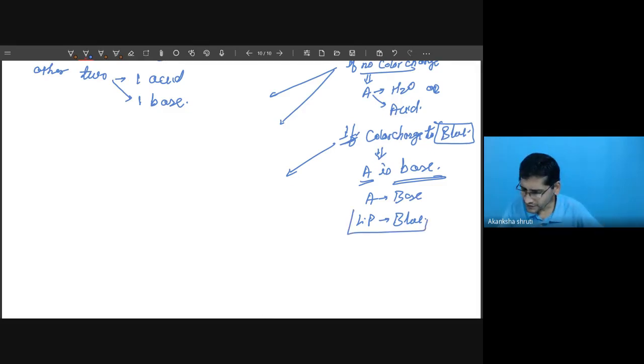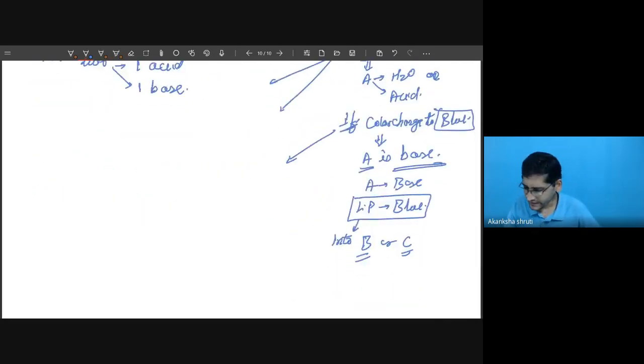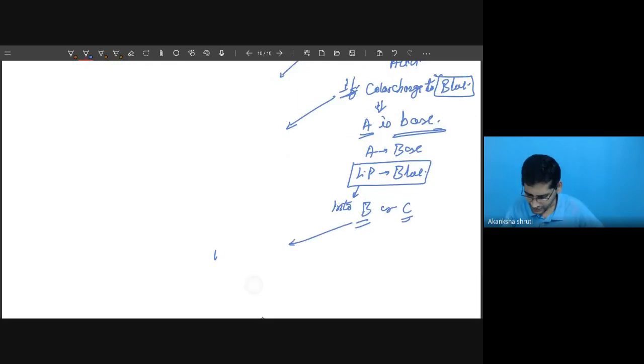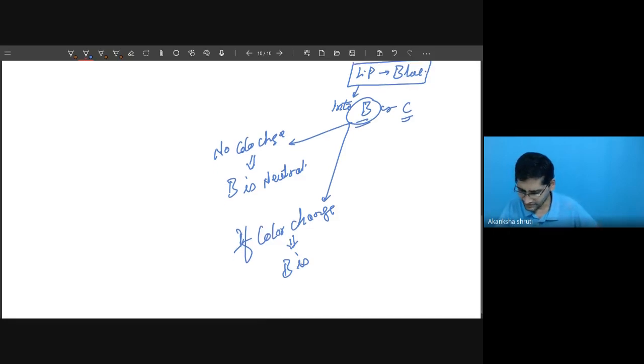Now you have to dip this blue litmus paper into B or C. You dip it in either one of the B and C test tubes, then what will you observe? Again there is a possibility of no color change. If I take it in B that there is no color change, this implies B is, no color change means what? Neutral, because this was blue color. If B were acid, the color would definitely change. And if color changes, this implies B is our water.